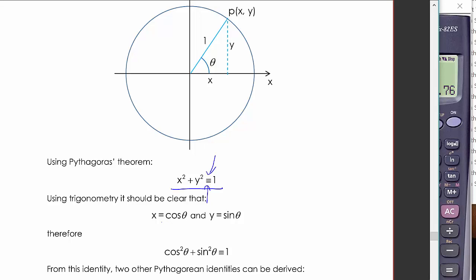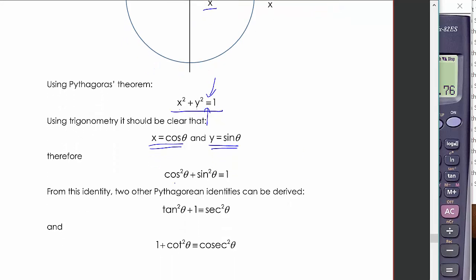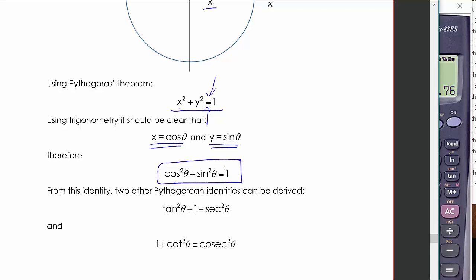Now, using trigonometry, it should be clear that x is cos theta. If you think about cos theta, it's equal to the adjacent over the hypotenuse, which here is x over 1. So x is equal to cos theta, and the same argument gives us y equals sine theta. Therefore x squared plus y squared becomes cos squared theta plus sine squared theta. So cos squared theta plus sine squared theta is 1. That's a Pythagorean identity. The reason it's an identity is it's not an equation to solve. This is true for every single angle.